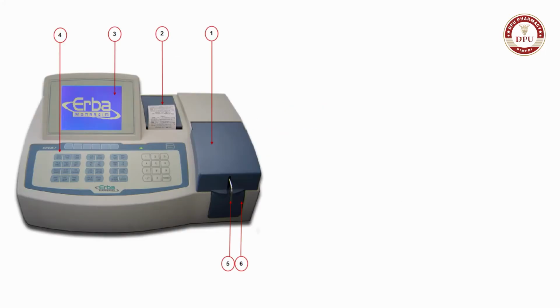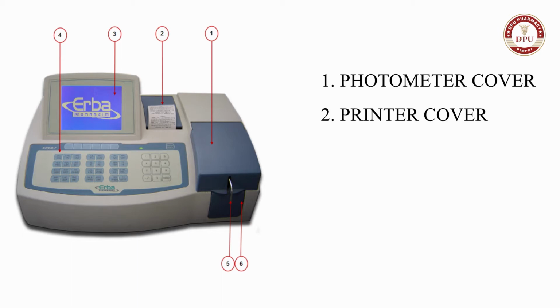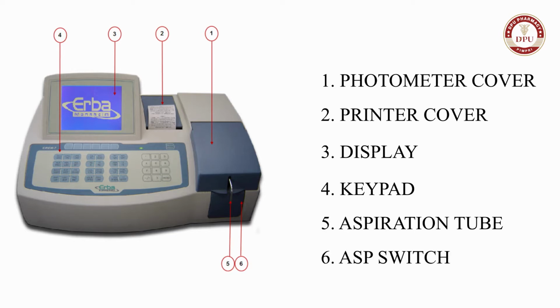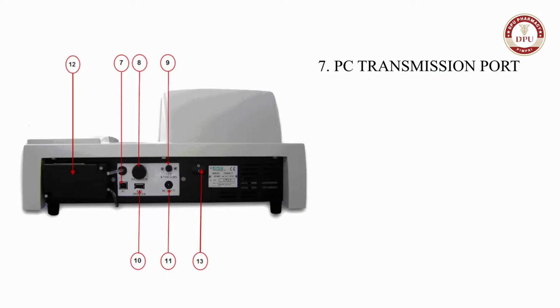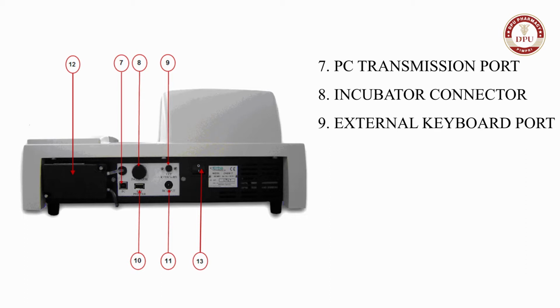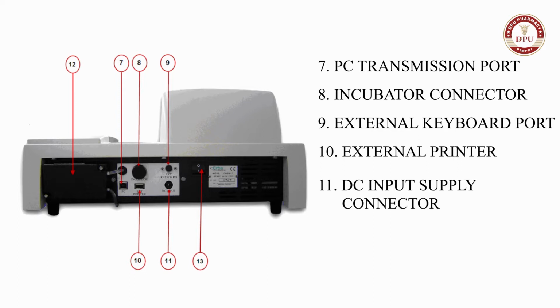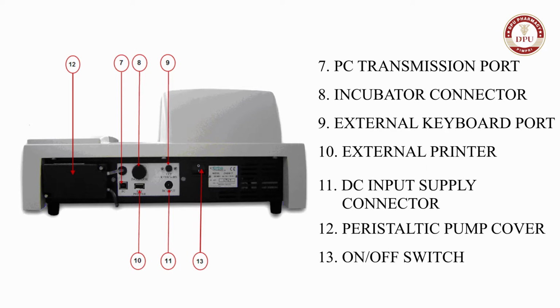Let us first go through the parts of the Chem 7 analyzer. First is the photometer cover, second is the printer cover, third is the display, fourth is the keypad, fifth is the aspiration tube, sixth is the ASP switch, seventh is the PC transmission port, eighth is the incubator connector, ninth is the external keyboard port, tenth is the external printer which can be attached to this instrument, eleventh is the DC input supply connector, twelfth is the peristaltic pump cover, and thirteenth is the main on-off switch.